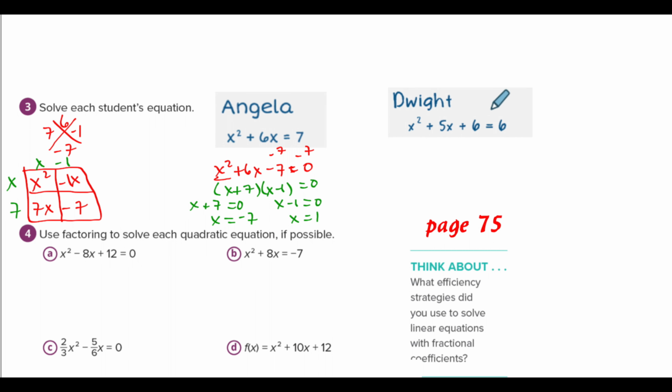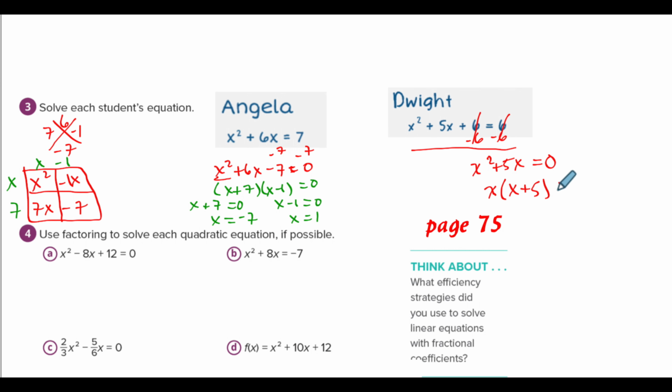Let's check out Dwight's. Dwight's looks a little weird because when we subtract 6 from each side, they will cancel, and I'll be left with x squared plus 5x. I'm just kind of moving this over a little. It'll cancel out. Will equal 0. I can factor this, but I don't need to do the box method because I can just pull out a GCF right now. We get x times what? x plus 5 is equal to 0.